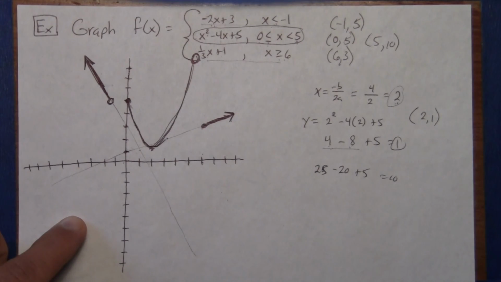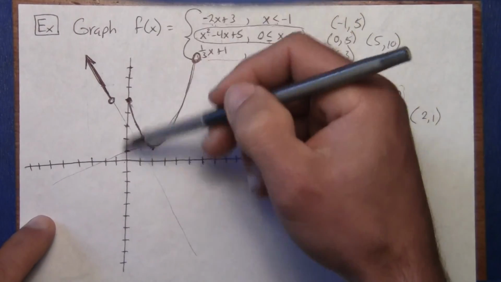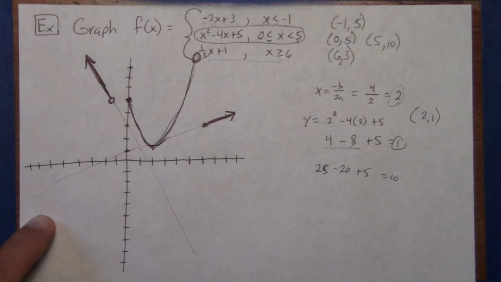And there's your piecewise function. Remember, it's a function like any other function. If you draw your vertical line or do the vertical line test, you should not be able to touch this more than once, and you can see that that's true.